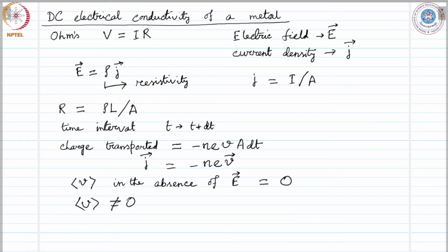There would be some drift velocity of the electrons as dictated by the externally applied electric field, and that will lead to some current. So, in time t, if we consider that a typical electron had velocity v naught at time t equals 0, and let us consider that in time t it did not undergo any collision.